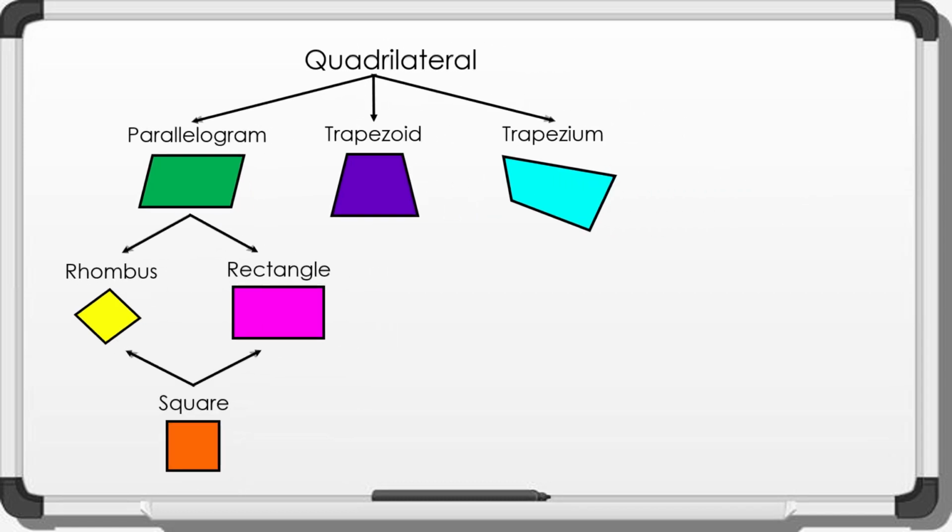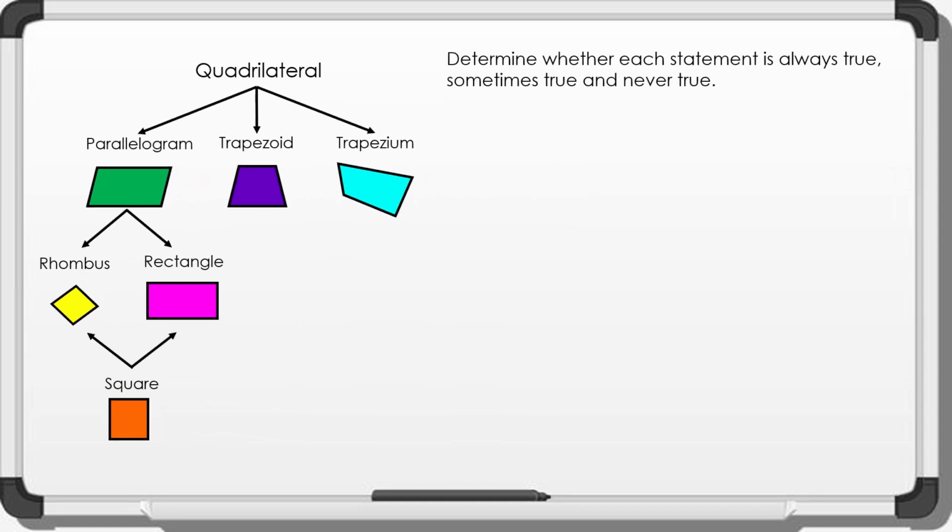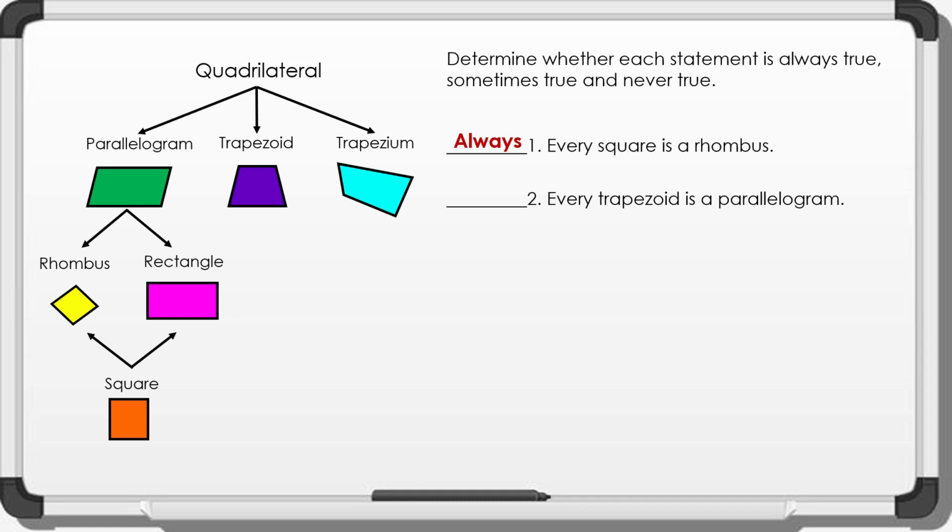So let us have this activity. Let us determine whether each statement is always true, sometimes true, or never true. Let's have number 1. Every square is a rhombus. It is always true, since a square has the characteristic of the rhombus. Let's have number 2. Every trapezoid is a parallelogram.